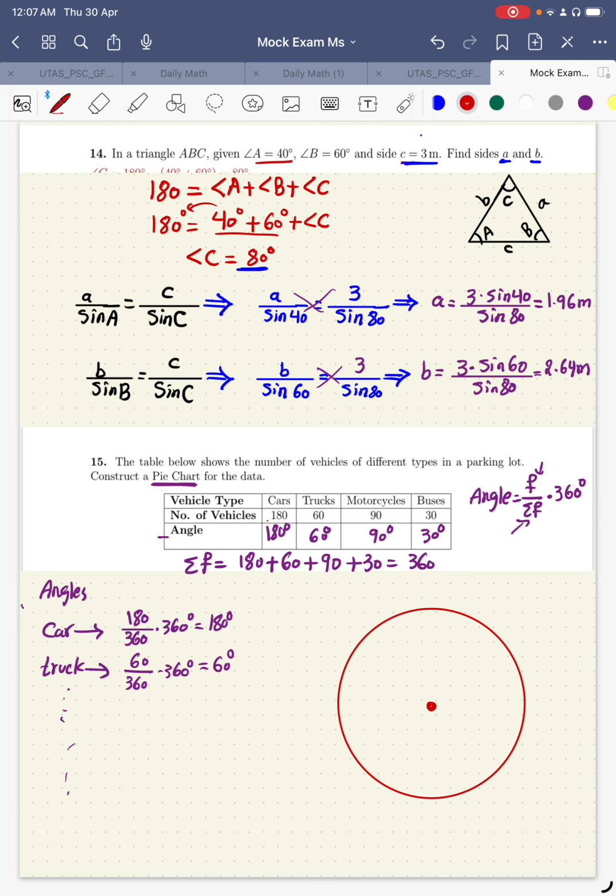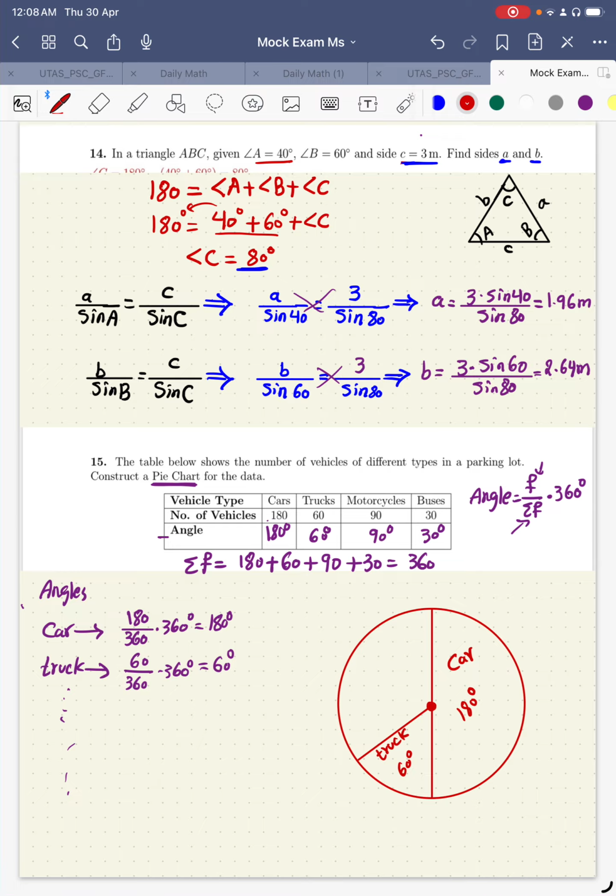So I know that cars, the angle for the car is 180. So 180 is what? Is half circle, نص دائرة. So this one is what? Car. And 180 degree. Then I'm gonna go to trucks. So trucks gonna be 60 degree. So it's almost like that. Okay. So that's gonna be truck, which is 60 degree.